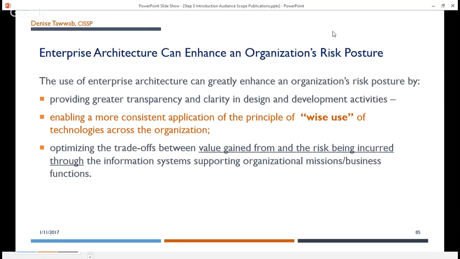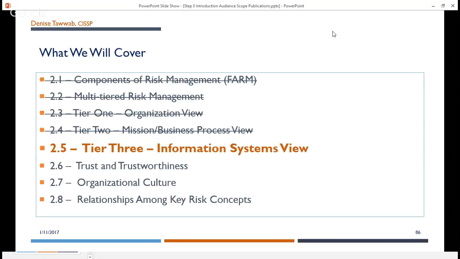An enterprise architecture can enhance a business's risk posture by providing greater transparency and clarity in design and development activities, by enabling a more consistent approach of the principle of wise use of technologies across the business, by optimizing the trade-offs between value gained from and the risk being incurred through the information systems that are supporting your business functions. And so that's what happens at tier 2 at the mission business process level.